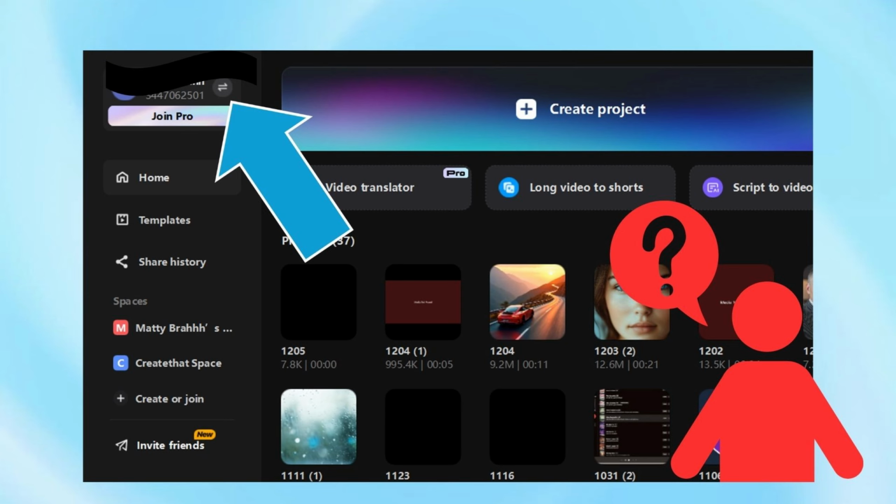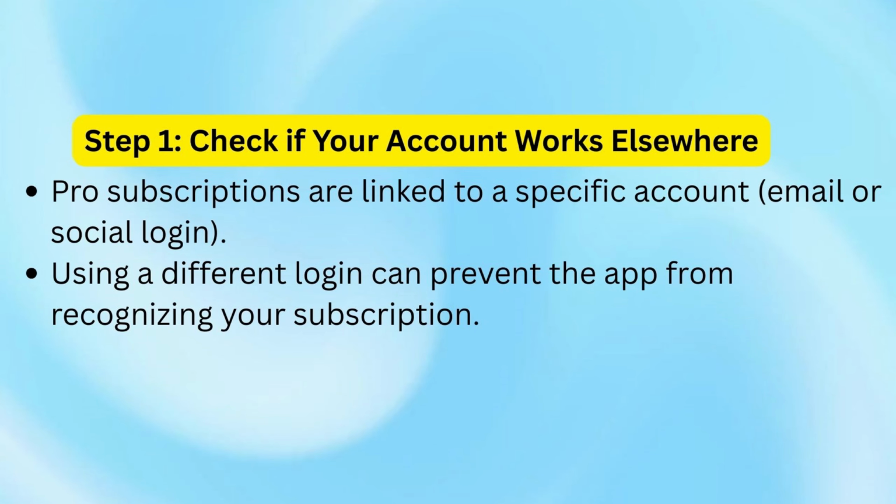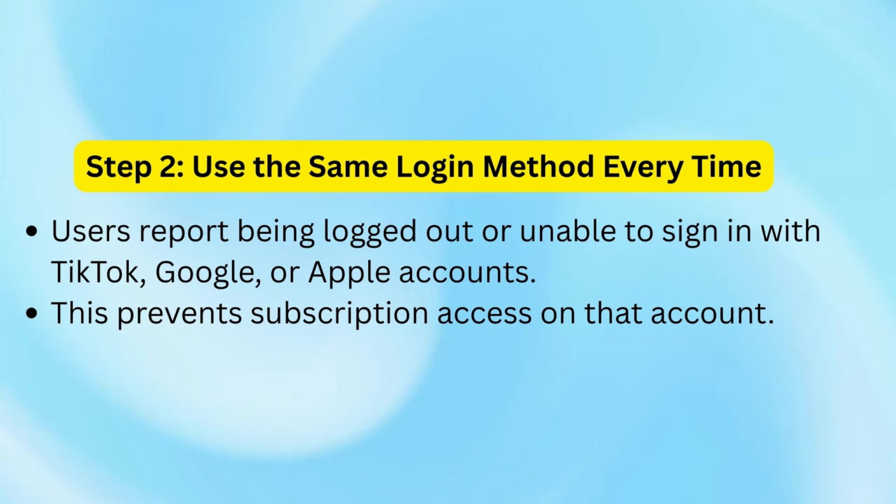Let's get started. Before changing anything on your PC, first make sure your CapCut account itself is working. Try logging into CapCut on your phone or open the CapCut web editor in your browser. If CapCut logs you out there too, then the issue is with your account or CapCut servers, not your computer. But if it only logs out on your PC, then we know the problem is local, and the next step will fix it.